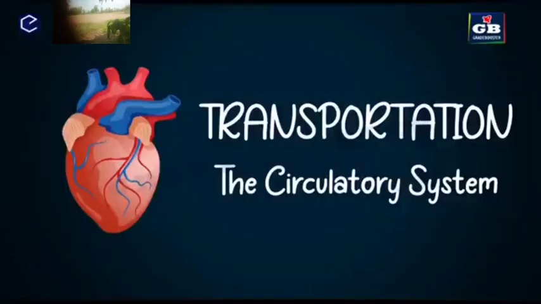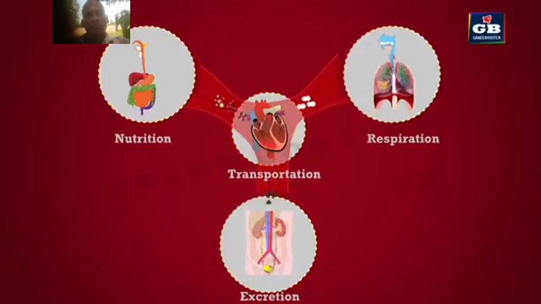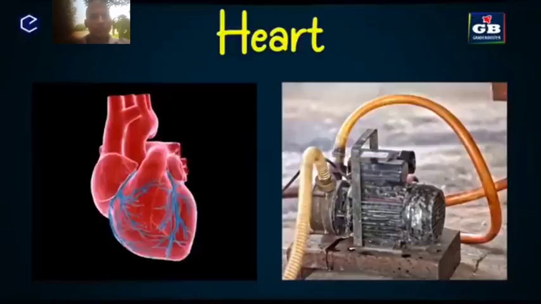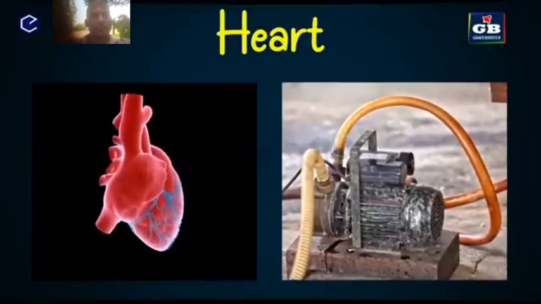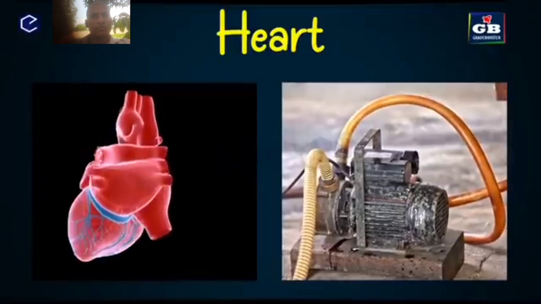Now, let us look at the human transport system. Transportation is an important life process. Materials required for nutrition, respiration, and excretion are supplied by the transport system. Heart, blood, and blood vessels are the three important parts of the human transport system. Just like how an electric motor pumps water in the pipes, the heart pumps the blood into the blood vessels.